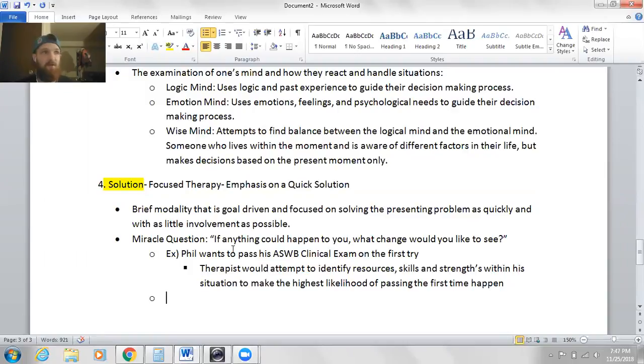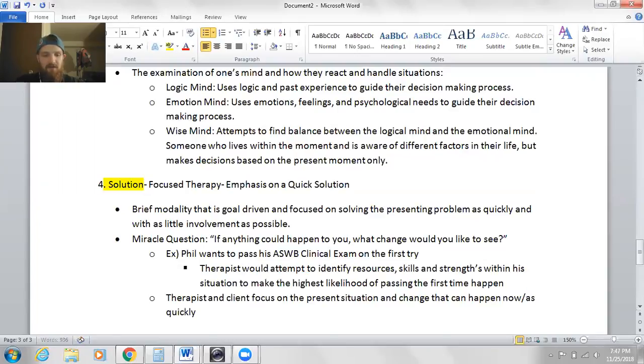So a therapist would say to Phil, all right, let's see what resources we have. Let's see what we can get to you. Let's see what you currently have within you. So with that, we would always have an emphasis on therapist and client focus on the present situation and change that can happen now, as quickly as possible.